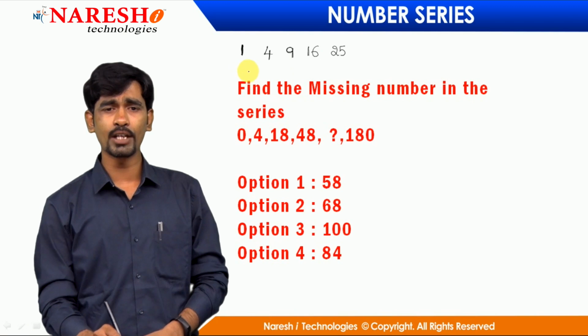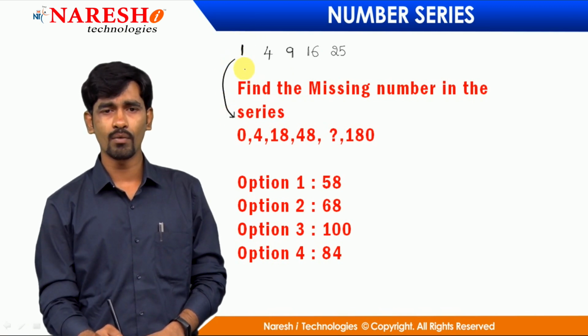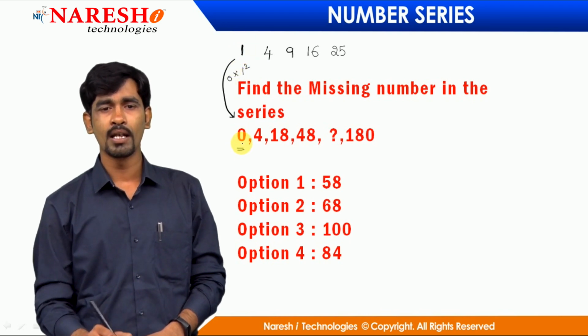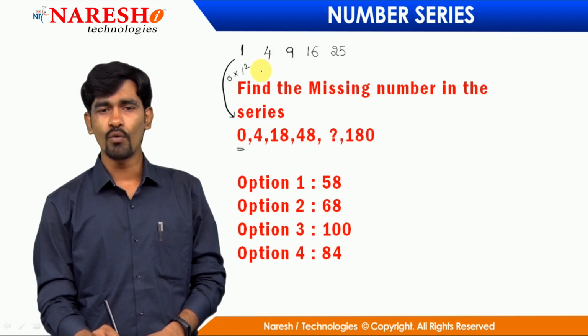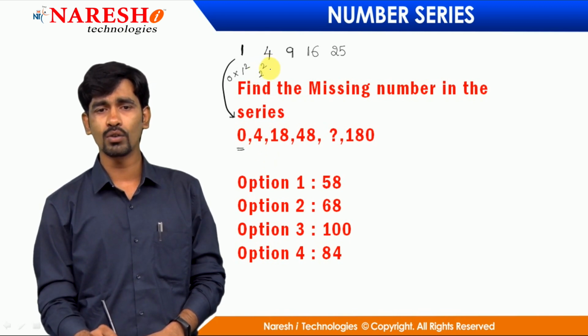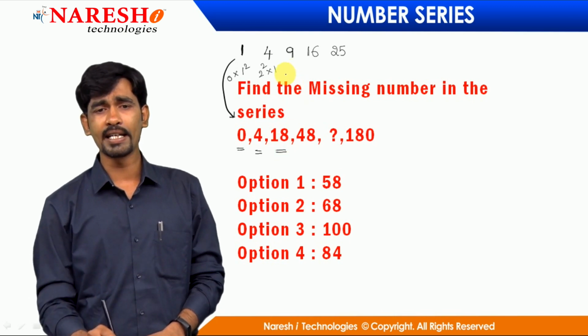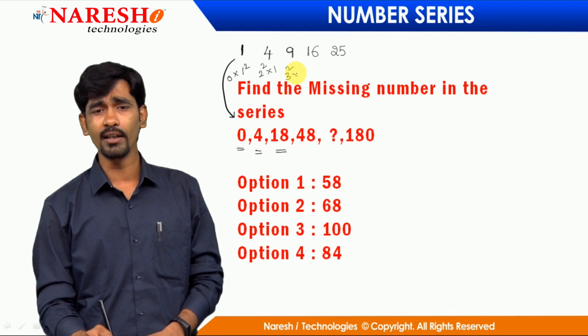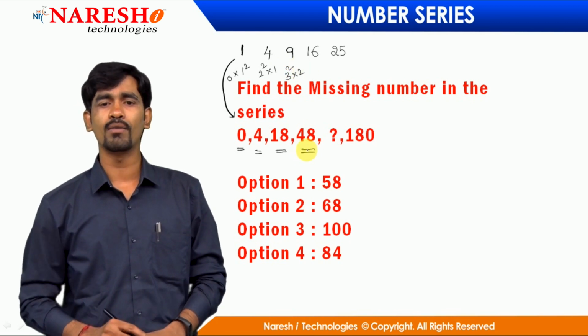Basically it started with 0: 1 square into 0 gives a result of 0. Similarly, the next term is 4. 4 is nothing but 2 square into 1, which gives 4. Similarly, look at the next term, 18. How can we write 18? We can write 18 as 3 square, that is 9, into 2. So if you observe, the next term is 48. What is 48?